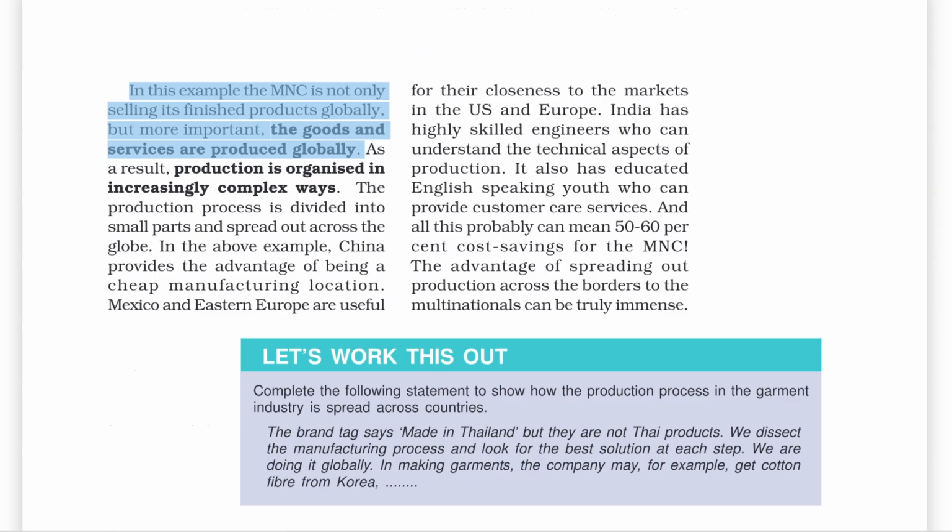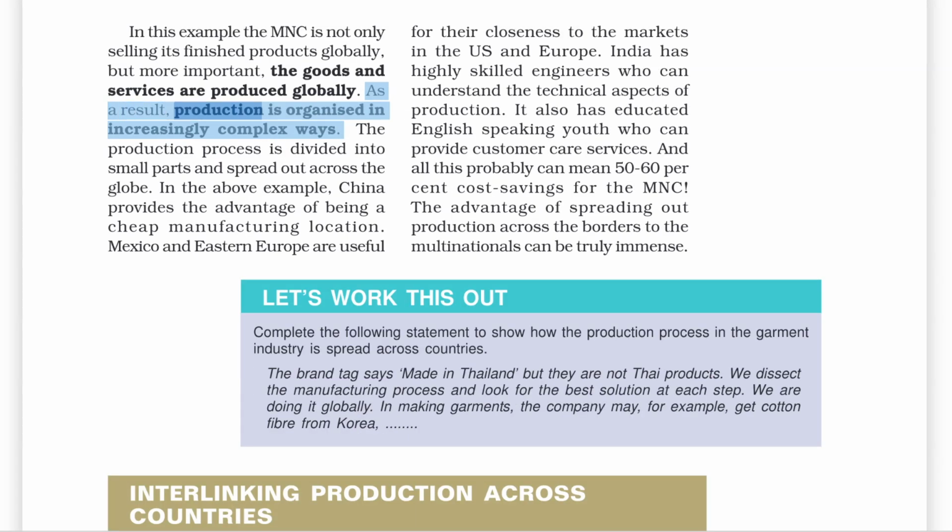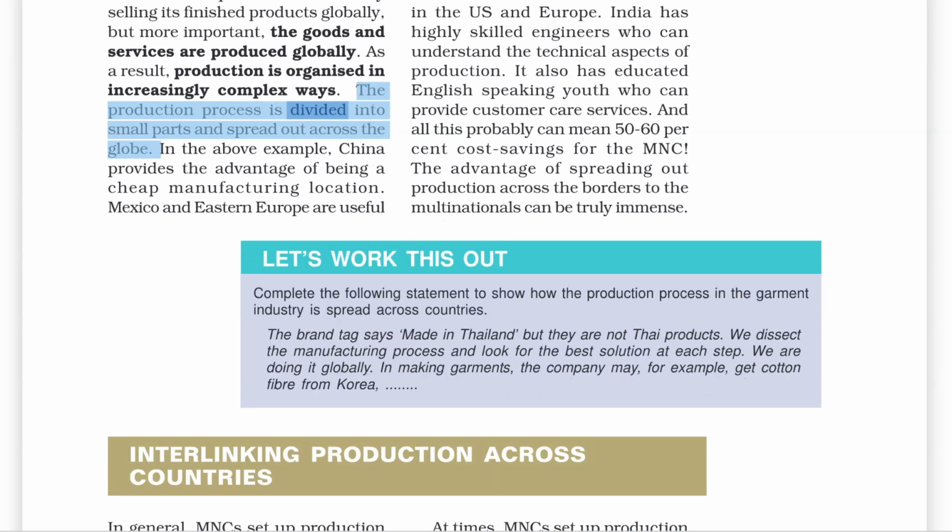Let's work this out. In this example, the MNC is not only selling its finished products globally, but more important, the goods and services are produced globally. As a result, production is organized in increasingly complex ways. The production process is divided into small parts and spread out across the globe.